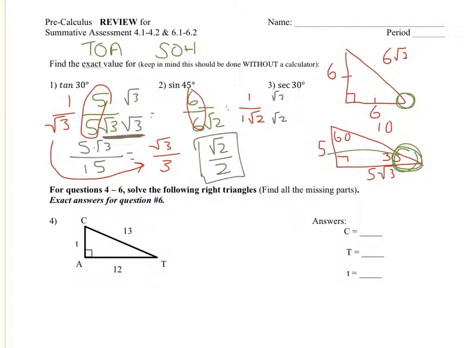You could double check this if you'd like on a calculator. Of course, if you type in the sine of 45, it'll give you a decimal. If you also type in square root of 2 divided by 2, that should match that decimal digit for digit.